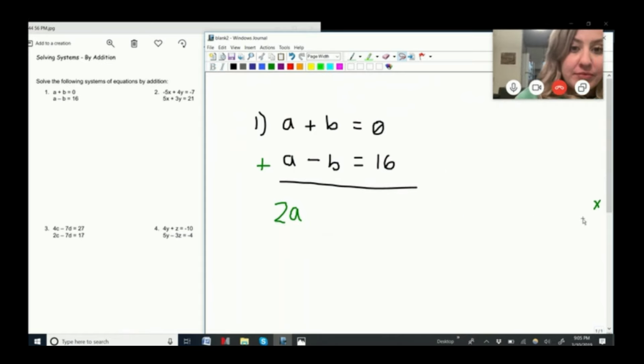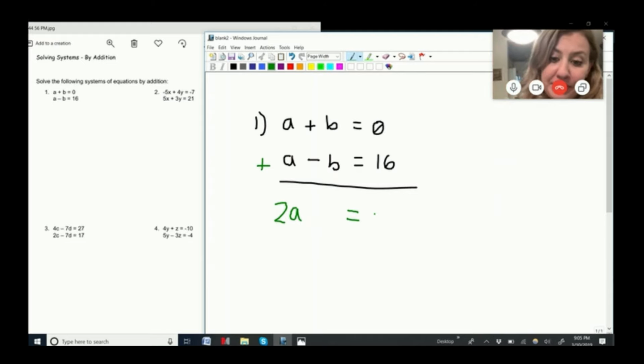All right, so anyway, we know that a plus a is definitely 2a. What's b plus negative b? What did I say before? Exactly. It's just a 0. So I'm not even going to write anything. And then we have equals here. And what is 0 plus 16?